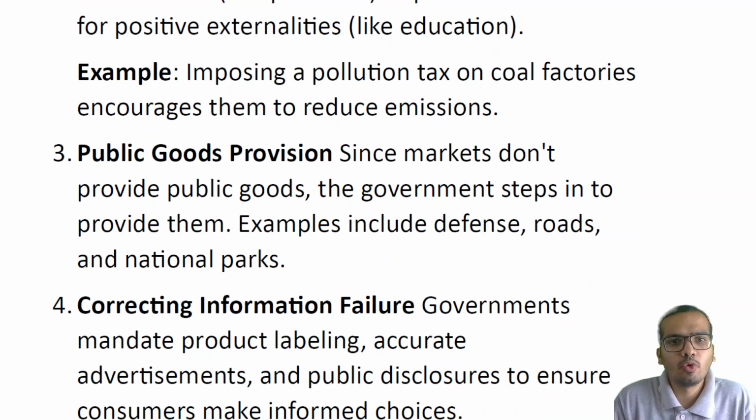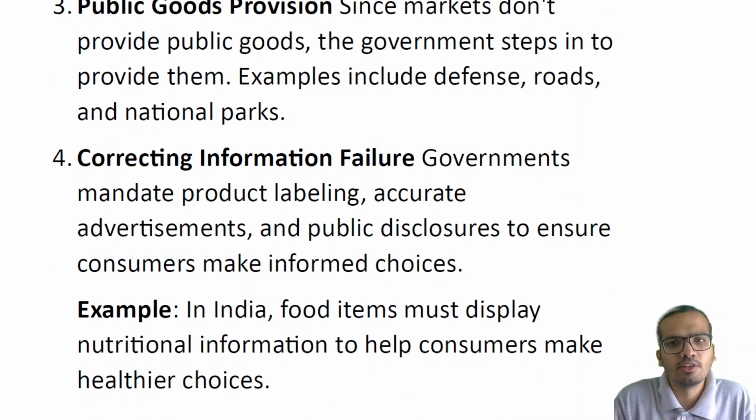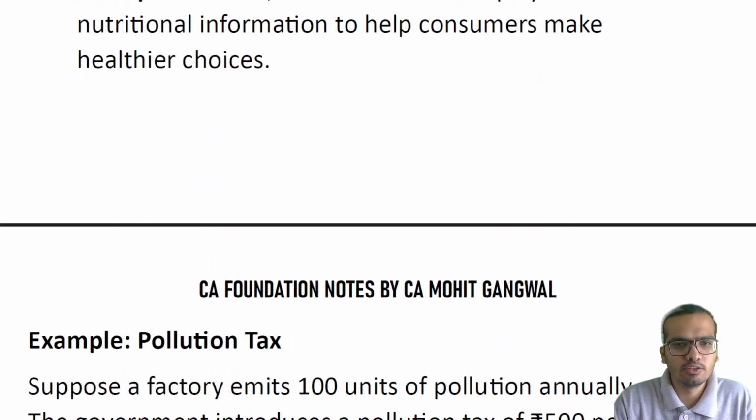Third comes public good provision. Since the market doesn't provide public goods, the government steps in to provide them. Examples include defense, roads, and national parks. Fourth, correcting information failures. The government mandates product labeling, accurate advertising, and public disclosures to ensure consumers make informed decisions. For example, in India, food items must display nutritional information to help consumers make healthier choices.